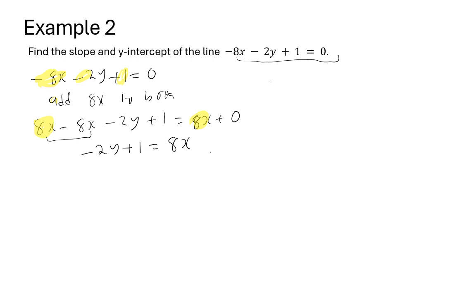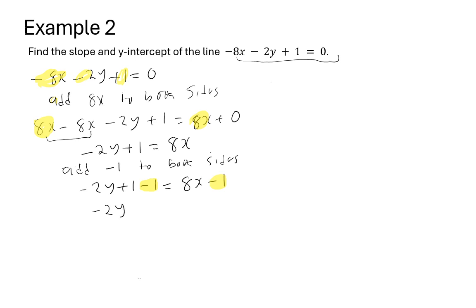We don't want the 1 here, so we can just add minus 1 to both sides. So we'll have minus 2y plus 1 minus 1 is equal to 8x minus 1. This is what we added to the equation, minus 1 and minus 1. So we'll be left with minus 2y, since 1 minus 1 is 0, equal to 8x minus 1.